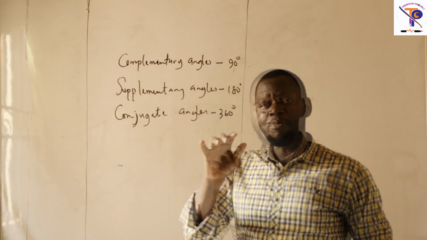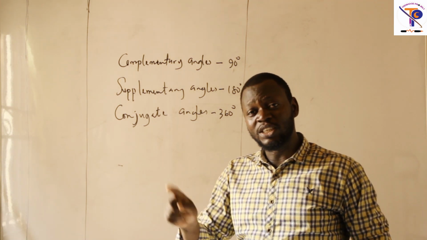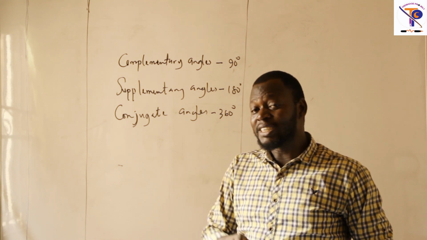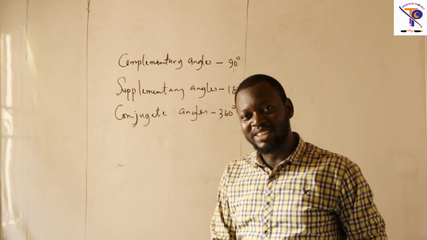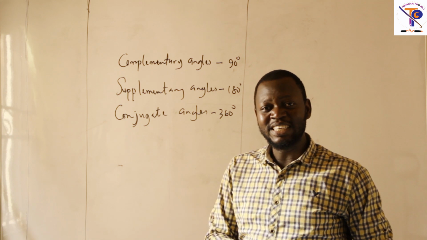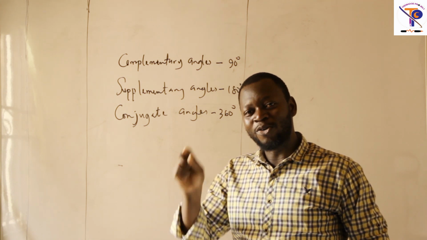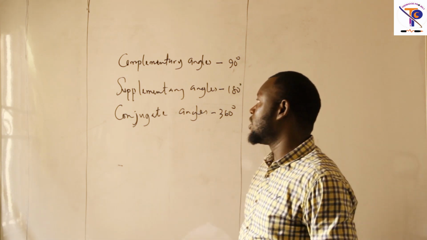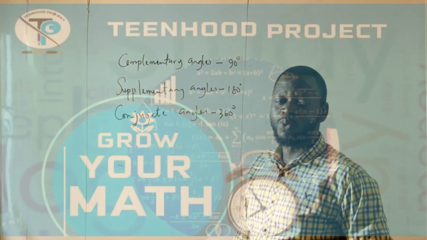For instance, in terms of complementary, 10 is to 80 degrees. In terms of supplementary, 10 is to 170 degrees. And in terms of conjugate, 10 is to 350 degrees. That is about this before we continue with what we have for today.